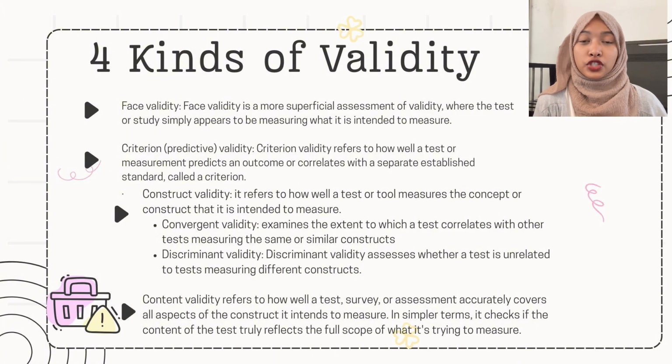There are 2 types of construct validity. First, convergent validity, where it examines the extent to which the task correlates with other tasks measuring the same or similar construct. For example, a new intelligence test should show a positive correlation with existing intelligence tests, problem-solving tests, or academic achievement. And the second is discriminant validity. Discriminant validity is the opposite of convergent validity. Discriminant validity assesses whether a test is unrelated to tests measuring different constructs.